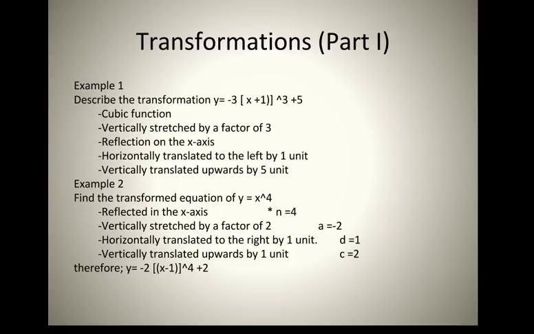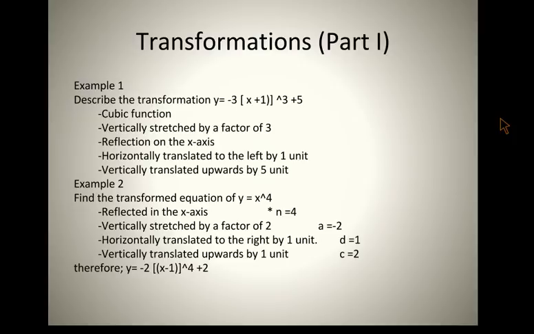Here is an example of a transformation. To describe the transformation y equals negative 3(x plus 1) to the power of 3 plus 5, it is a cubic function. It is vertically stretched by a factor of 3, and its reflection is on the x-axis. It is horizontally translated to the left by 1 unit, and it is vertically translated upwards by 5 units.